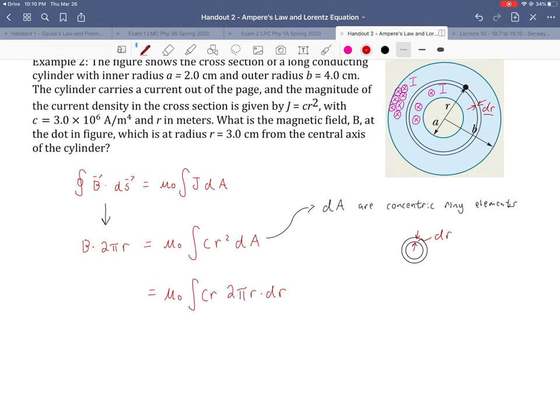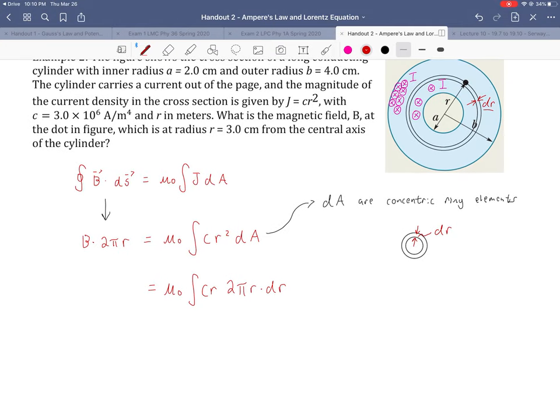Okay? And then the limits. Well, that's the thing. If this was a solid cylinder, like the homework, then we would just go from 0 to R.